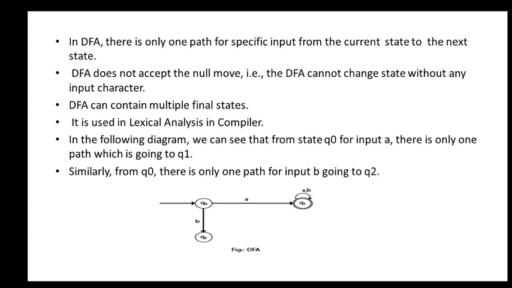A DFA can contain multiple final states, and it is used in lexical analysis in compilers. In the following diagram, from Q0 for the input symbol A there is only one path, which goes to Q1, and similarly from Q0 there is only one path for the input B, which goes to Q2.